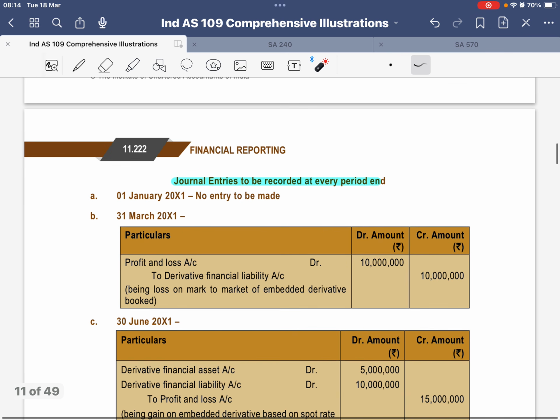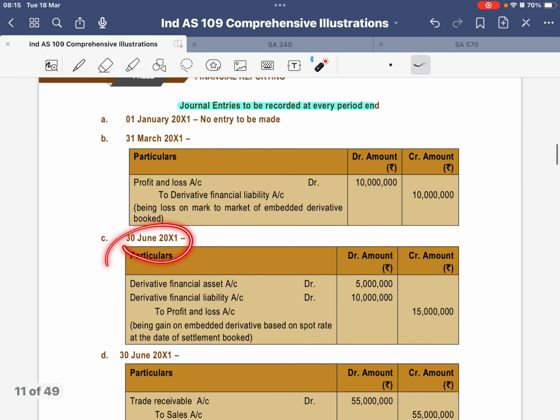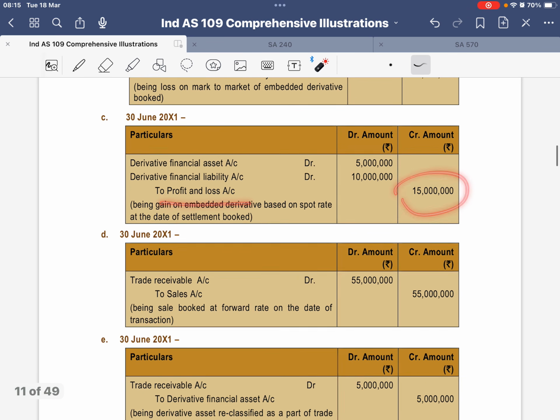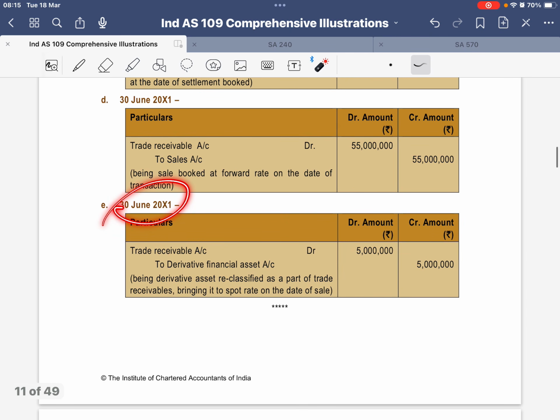Journal entries to be recorded at every period. Initially, no journal entry on date of transaction. At 31st March 20x1, PNL to DFL, which is 1 crore. On 30th June, derivative financial asset 5 crore, derivative financial liability 50 lakhs and 1 crore, to PNL account 1.5 crore. 30th June 20x1, trade receivables 5.5 crore to sales 5.5 crore. On 30th June 20x1, trade receivables account 50 lakhs to derivative financial asset 50 lakhs.